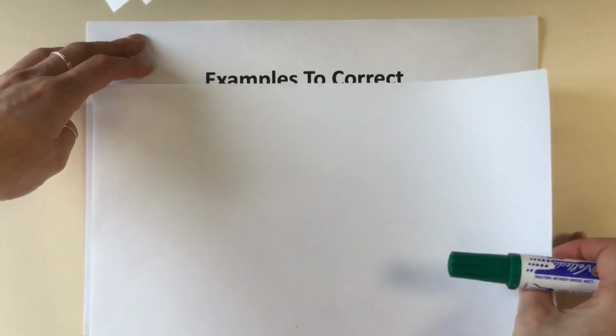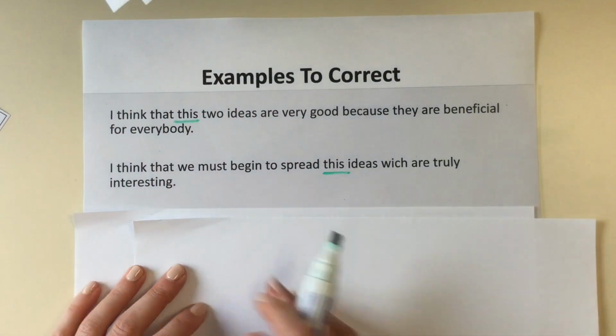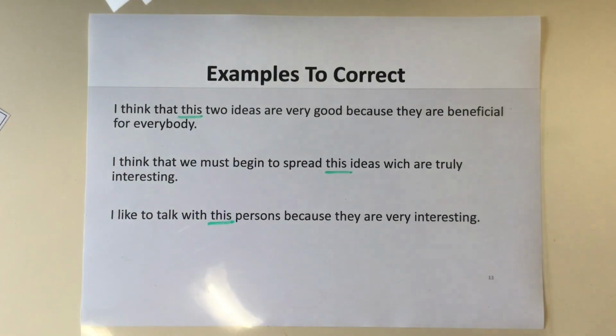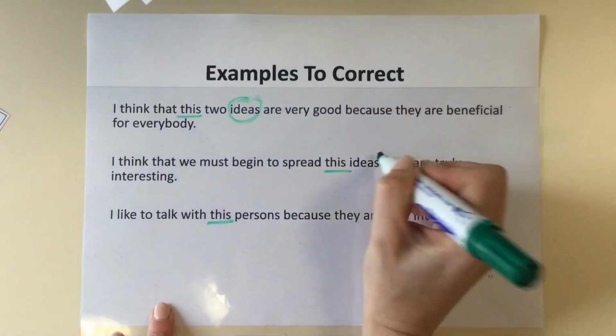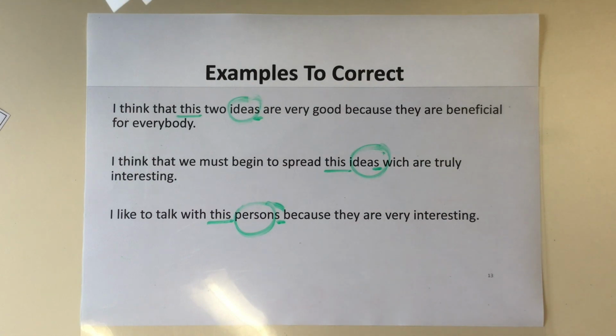Let's take a look at some mistakes from your writing tasks. Here we have this, and this, all in front of plural nouns. Ideas, persons. And once again, persons should be people. These all show the same mistake. This is written when you should write these.